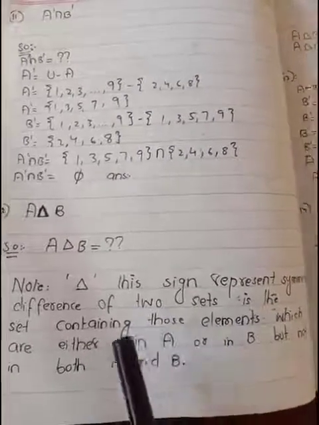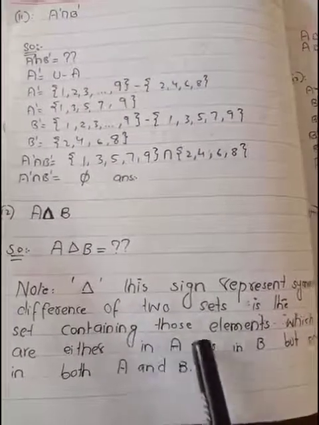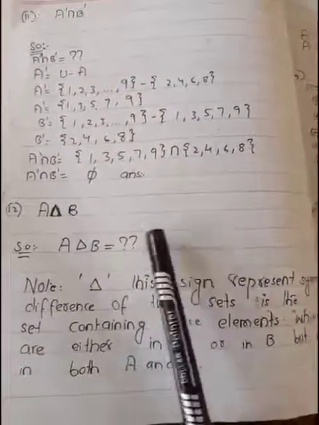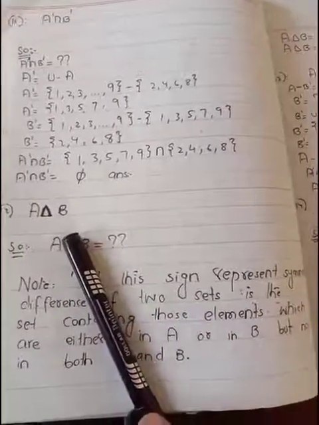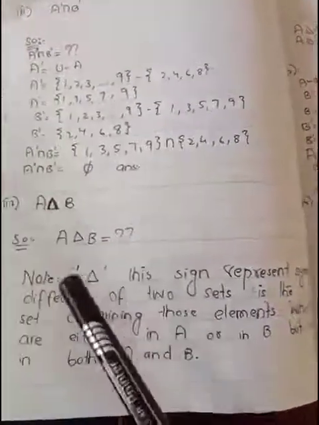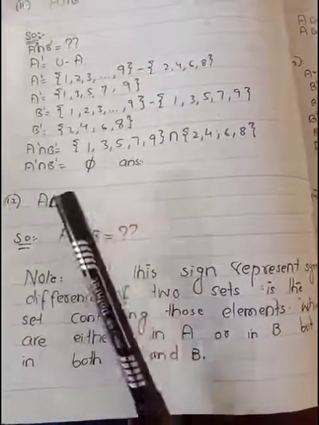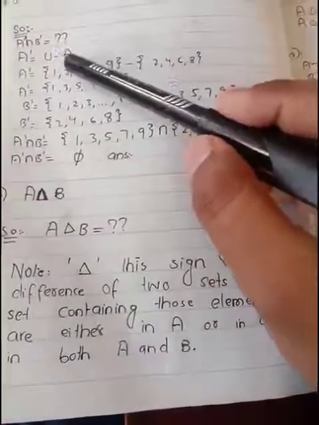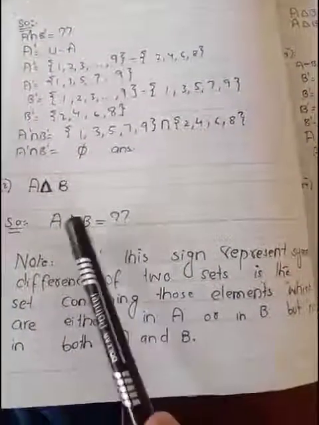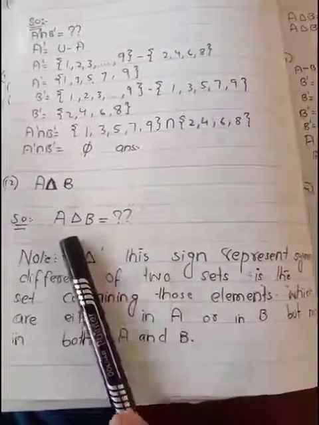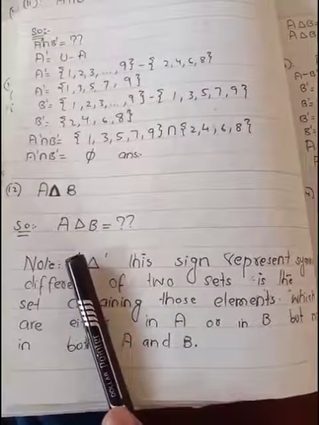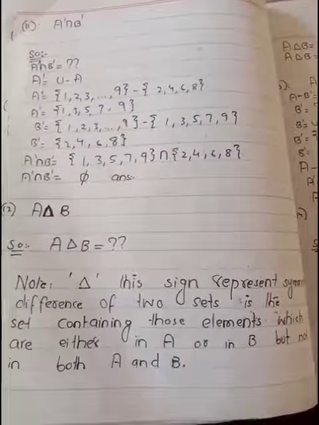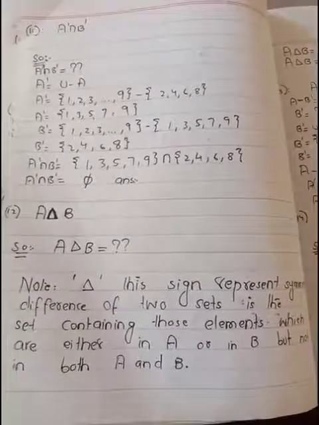We will write only those elements which are either in A or in B, but not present in both A and B. So note that there is a lot of difference between this minus and this symmetric difference. In symmetric difference, we will not write those elements which are present in both, but we will write those elements which are present either in set A or in set B.